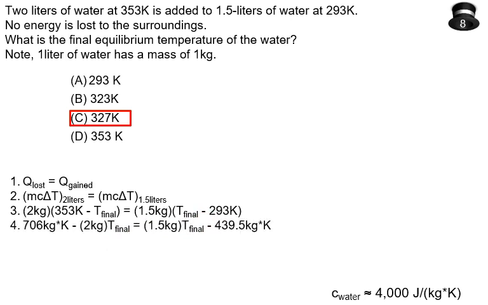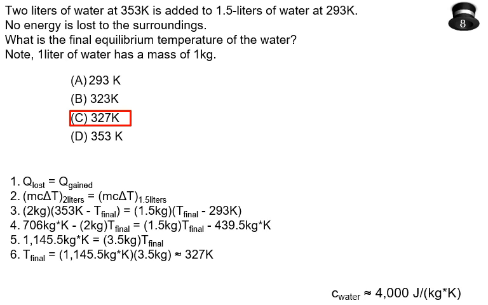So then here I'm doing what you should never do, and I'm plugging in the numbers before I do the algebra. But ultimately we do the algebra, and we find that the final temperature is 327 Kelvin.